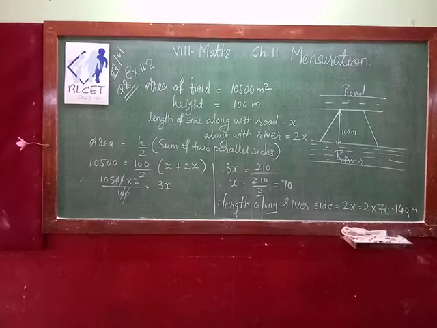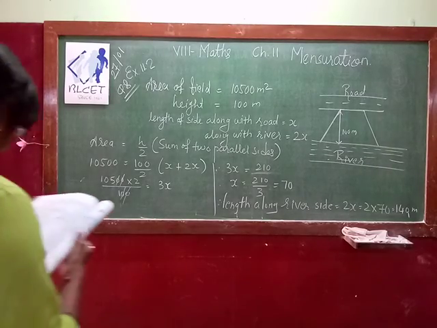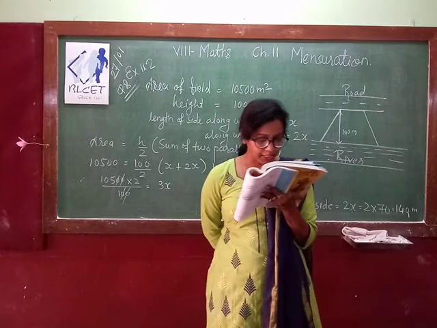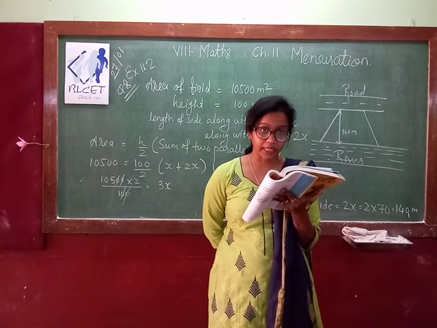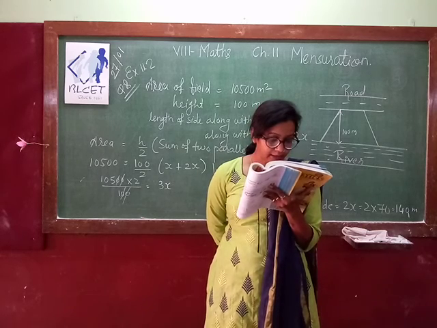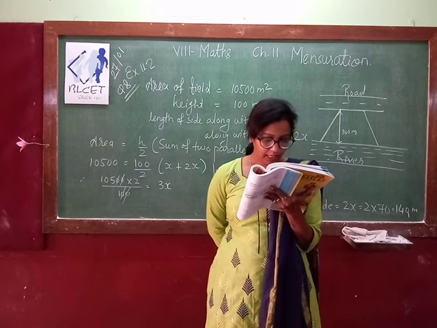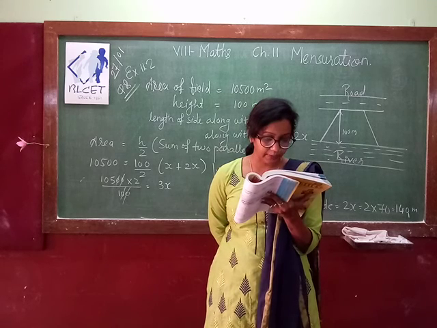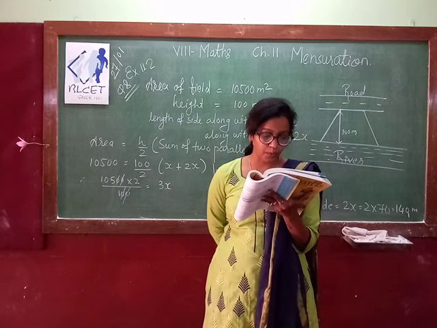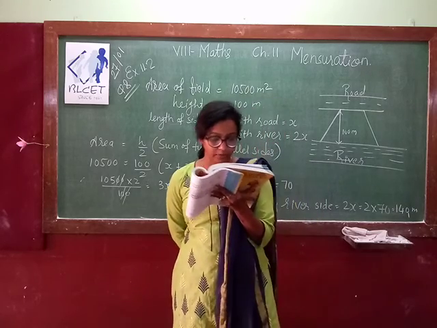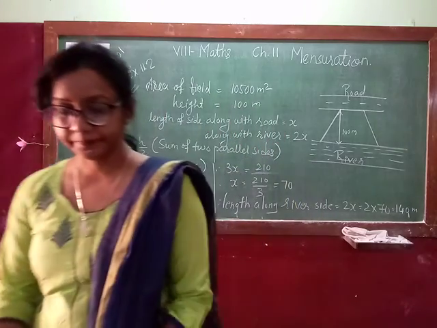See question number 8. The question is, Mohan wants to buy a trapezium shaped field. Its side along the river is parallel to and twice the side along the road. If the area of this field is 10,500 meters square and the perpendicular distance between the two parallel sides is 100 meters, find the length of the side along the river.